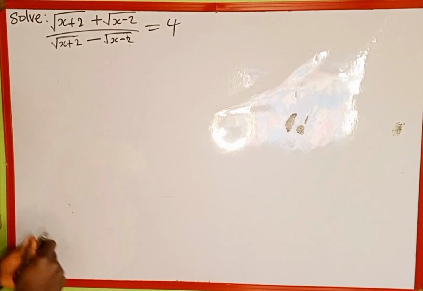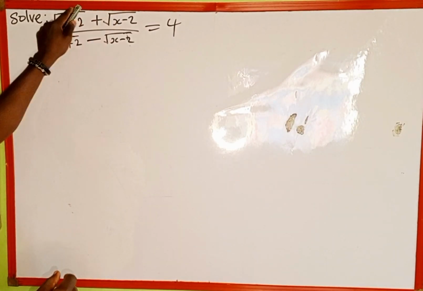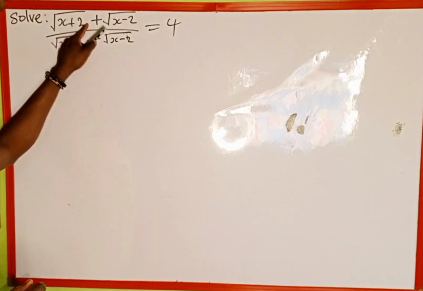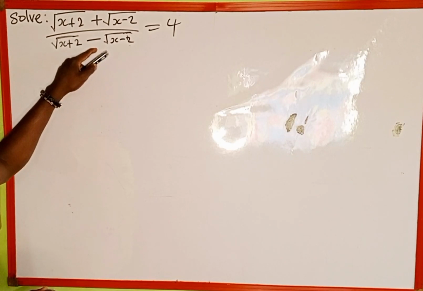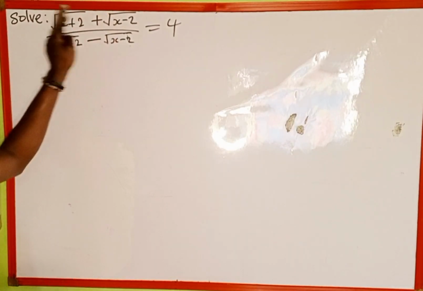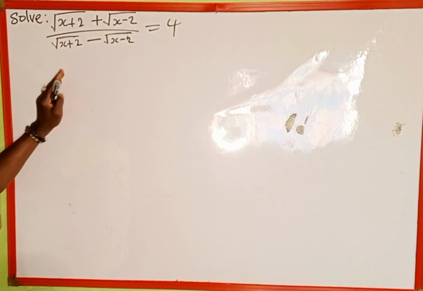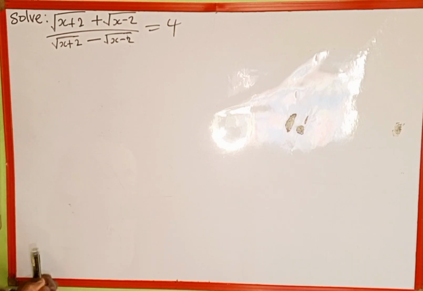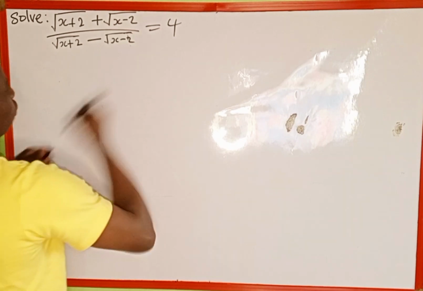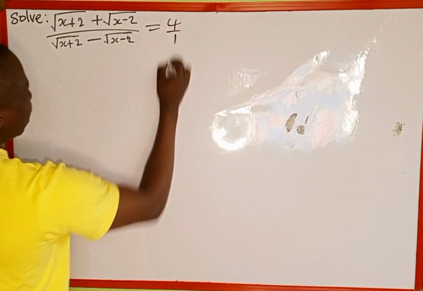No, we cannot cancel, because the numerator is separated by a positive sign and the denominator is separated by a negative sign. If it was multiplication, then we could cancel. So the best thing we're going to do is to first cross multiply. So this is going to be what? This 4 can also be written as 4 divided by 1.